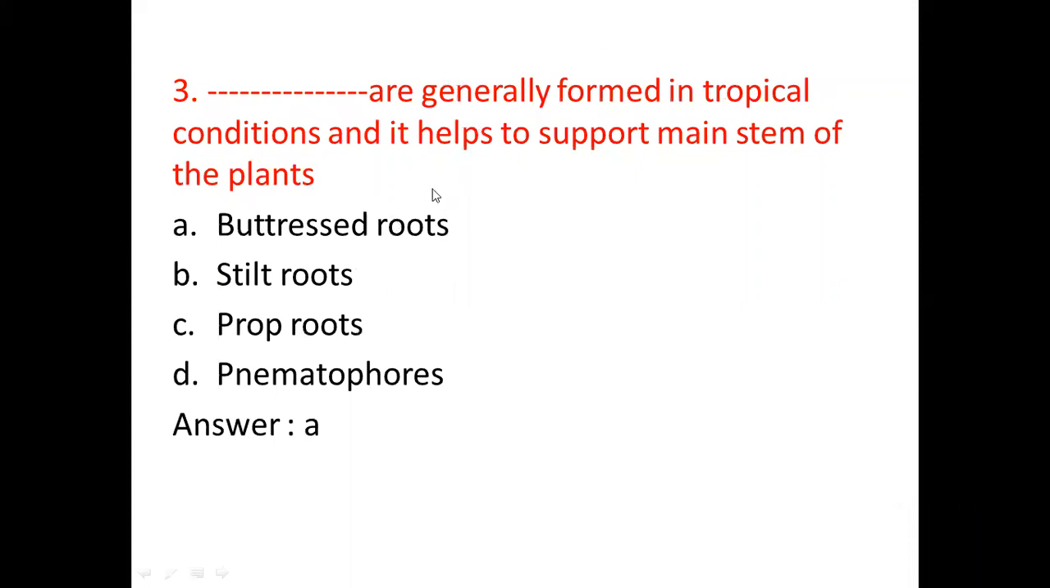Dash is generally formed in the tropical condition. Which of these will generally be formed in the tropical condition, which helps to support the main stem? Please remember, there is a standard definition, but this is the application part. Here it is mainly the buttress roots. Buttress roots are the roots which develop in tropical conditions and help to support the main stem. That is the one thing you need to remember.